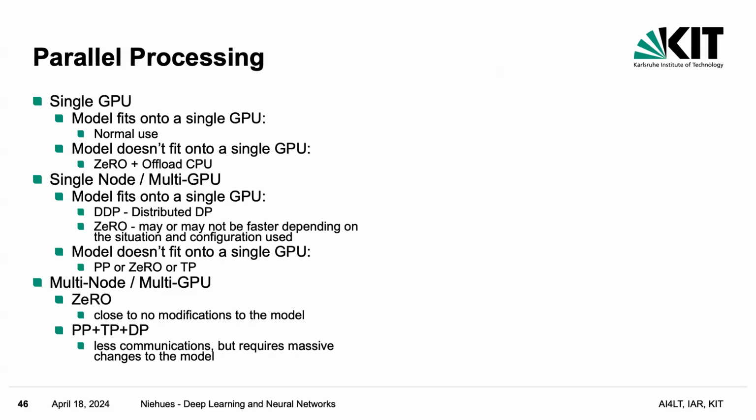If you have a single node and multiple GPUs, and the model fits on a single GPU, you can do distributed DP, for example. If it doesn't fit, you can do ZeRO, for example, or tensor parallel. Then there's also multi-node, multi-GPU. It seems that often ZeRO is working quite well. You can also do pipeline and tensor parallel, and all of that together. But one issue with tensor parallel is that you have to implement things very differently. You cannot just do it the same way as before, so your code has to be modified to work well.